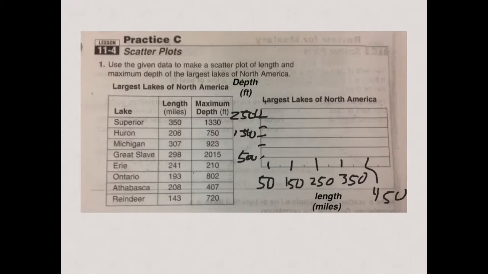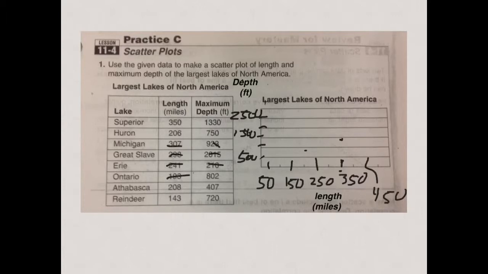So now what you're going to do is go over to 350. I'm over here, see I'm right here. And I'm going to go up to wherever 1330 would be. So here is 1,500. So a little bit before that, I'm going to put my point at 350, and I go up right about here. It's just like graphing. So we're going to do the same thing for 206. Should be right around here. And I'm going to go up to 750, say right around here. So you do that for each one.